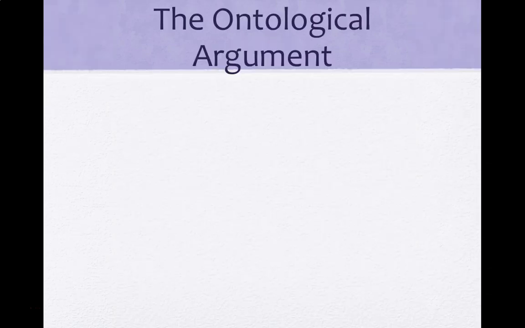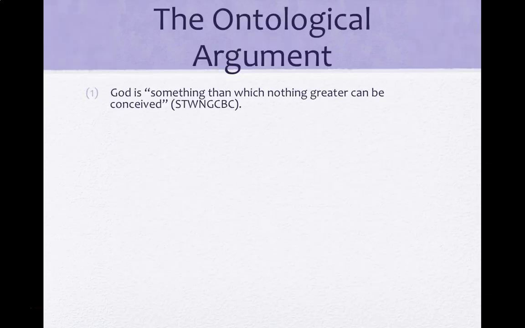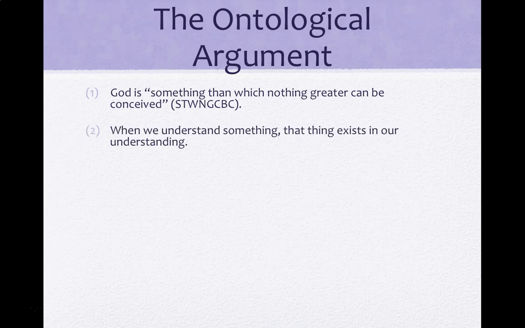Alright, let's look at the ontological argument again. Premise 1, God is something than which nothing greater can be conceived. Premise 2, when we understand something, that thing exists in our understanding. So, premise 3, God, as something than which nothing greater can be conceived, exists in our understanding.